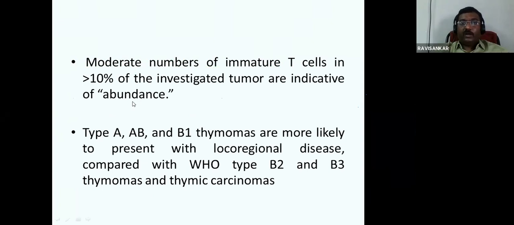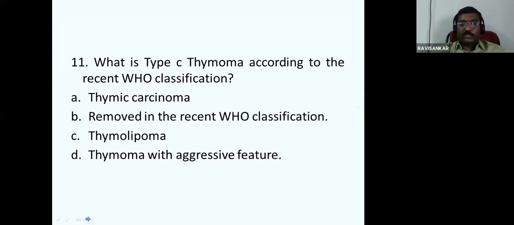So when they have greater than 10% immature T cells, it is called lymphocyte-rich or abundant. Type A, AB, and B1 thymomas are more likely to present with local regional disease compared to the WHO type B2 and B3 thymomas. It is removed in the recent classification.